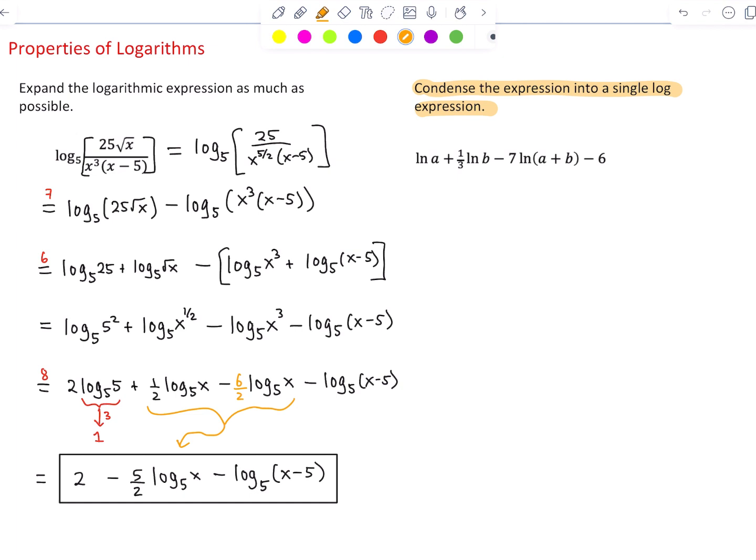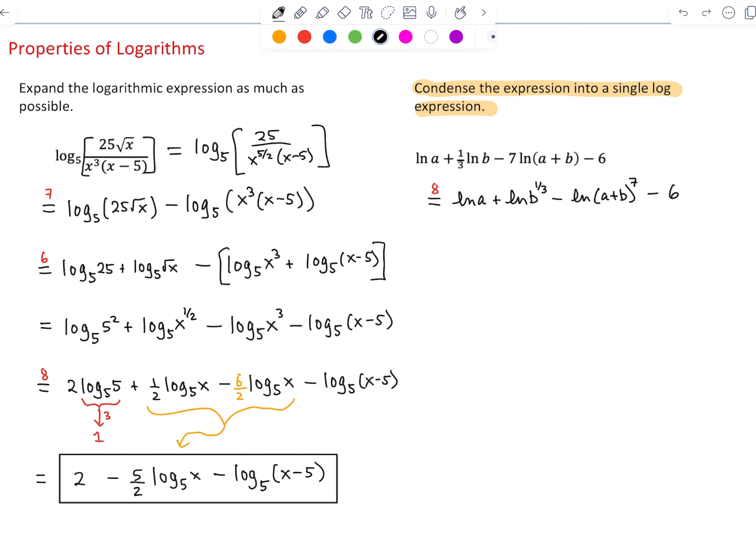All right, this second example condenses the expression into a single log expression. Notice we have a bunch of natural logs, and then we have a minus 6. Let's first tackle the natural logs. These first two terms are being added together. One of them has a coefficient of a third, so I'm first going to do property 8 and bring that 1/3 up as an exponent. So you have natural log of a plus natural log of b to the 1/3. And while I'm at it, I'm going to move that 7 up, but leave the minus sign as subtraction. So we have minus natural log of a plus b raised to the 7, and then minus the 6.